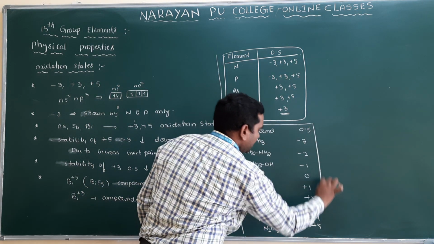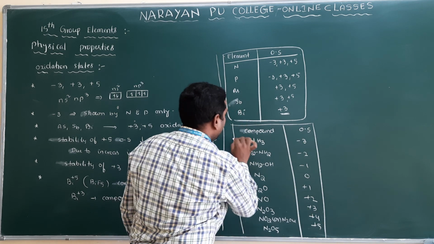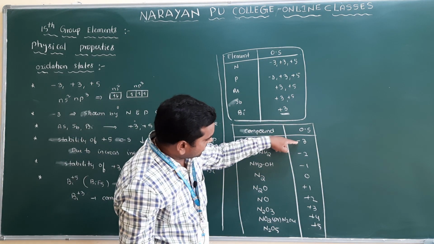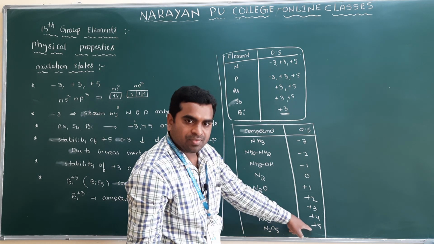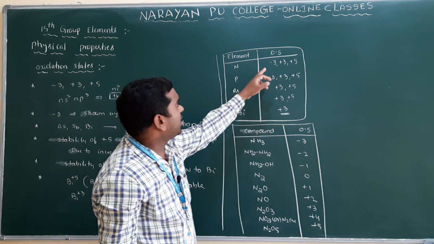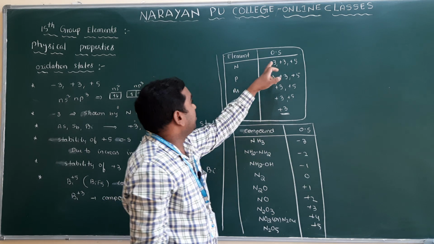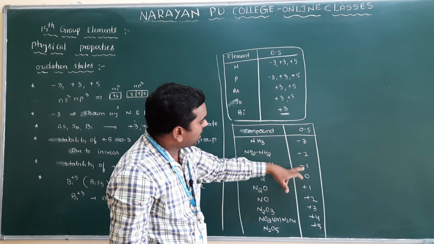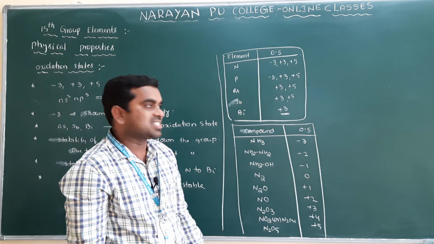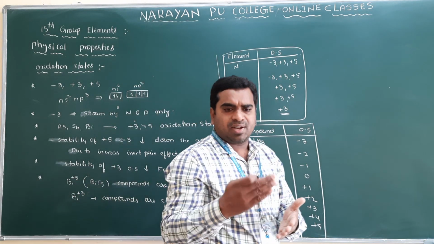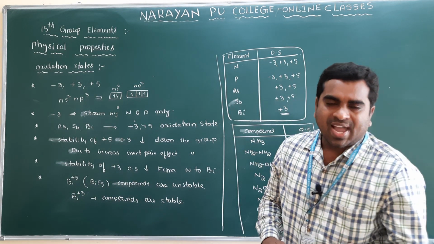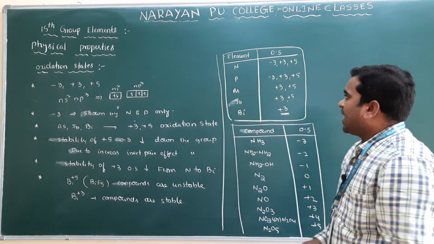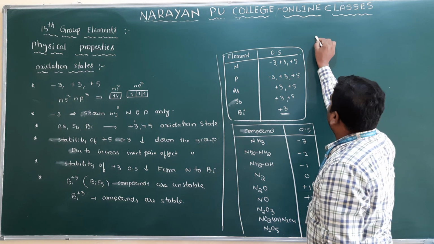So nitrogen shows different oxidation states from which one? -3 to +5. Clear? All oxidation states. I already mentioned here, nitrogen shows the -3 oxidation state, +3 and +5. And in between, -2, -1 also it will show. The reason you have to write is the small size and high electronegativity of nitrogen.